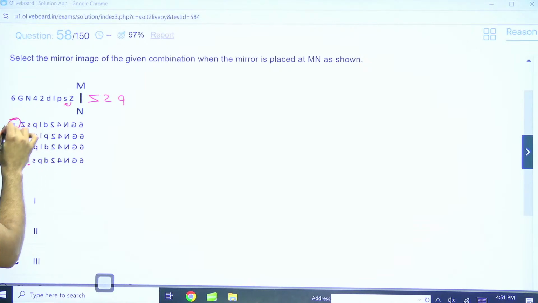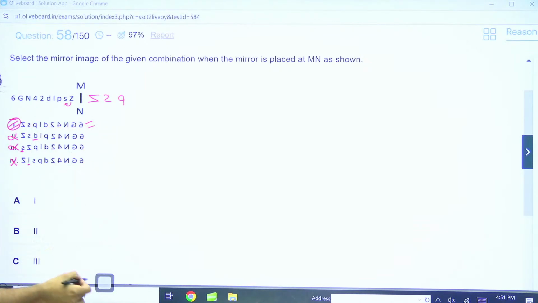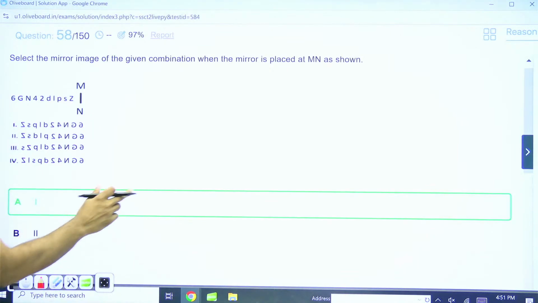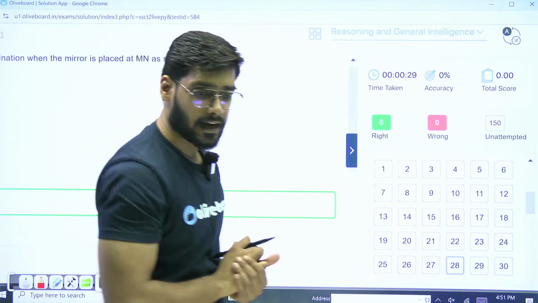So only option 1 is remaining, image number 1 is remaining, which matches with option A. Yes, A is the right answer.